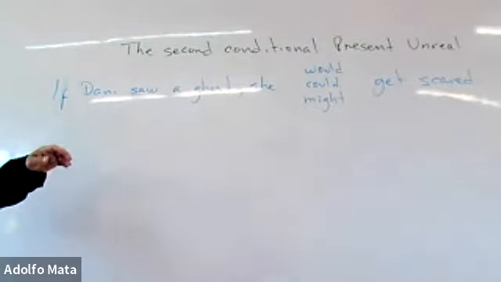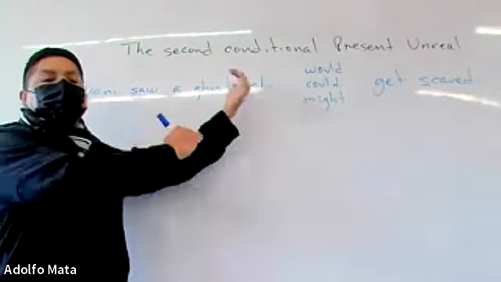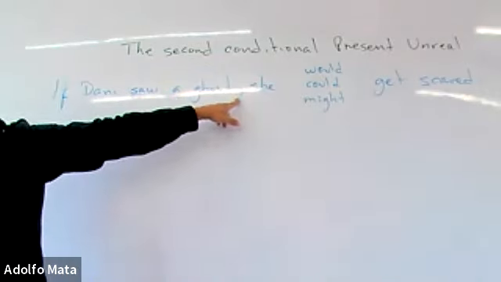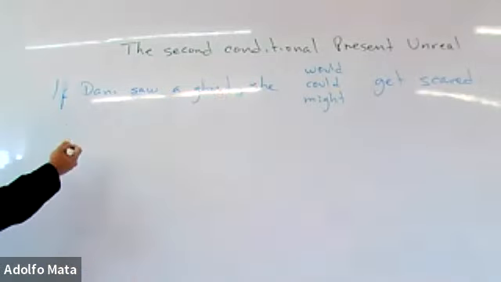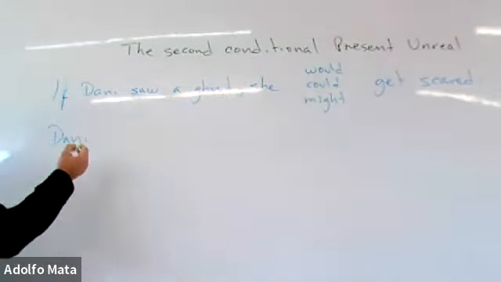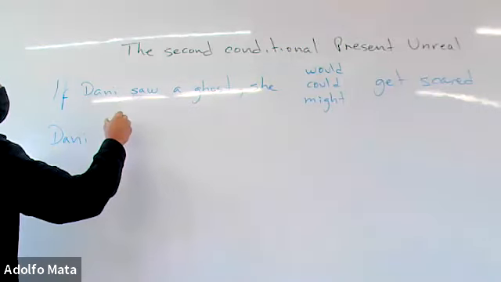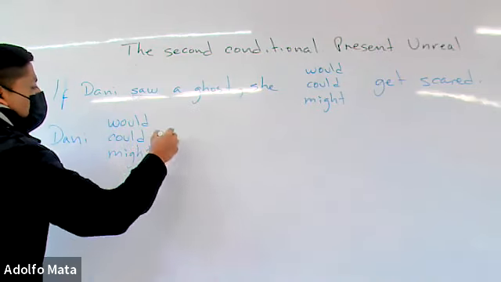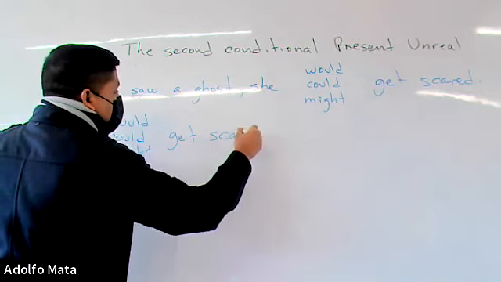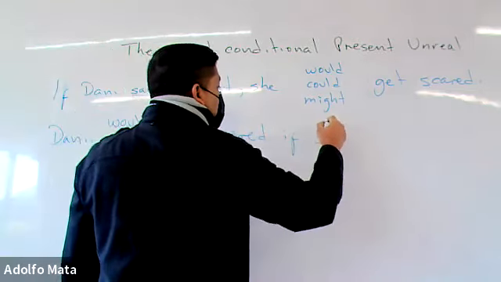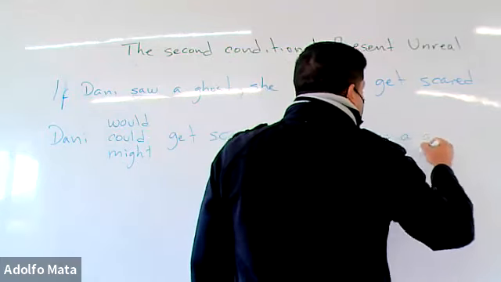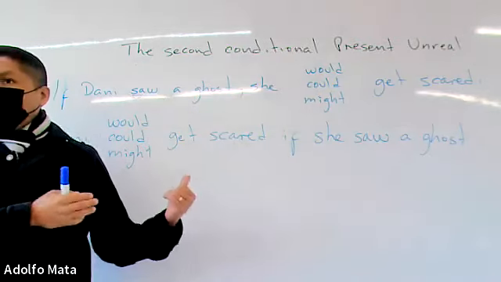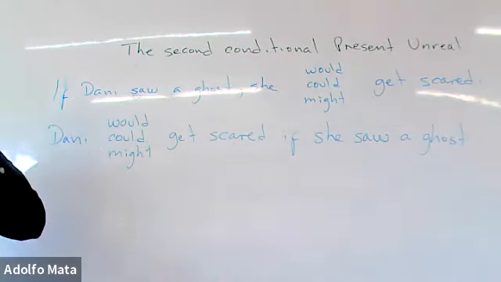So now, when we invert the sentence, the only thing that happens is that this comma is going to disappear. It's not going to appear there anymore. For example, I would say: Danny would, or could, or might get scared if she saw a ghost. So the only thing that happens when I invert the sentence is that the comma that I have here disappears. I don't use it anymore.